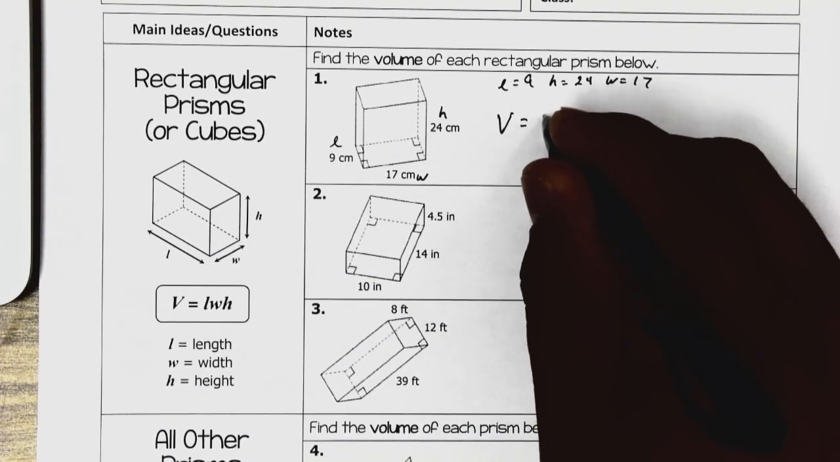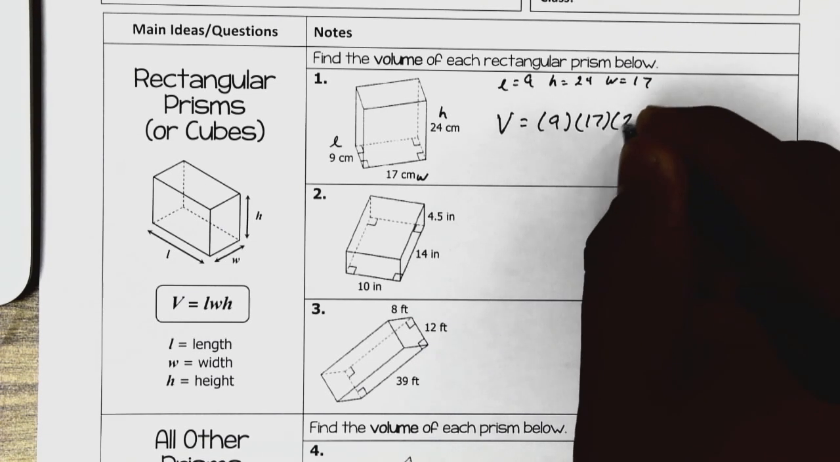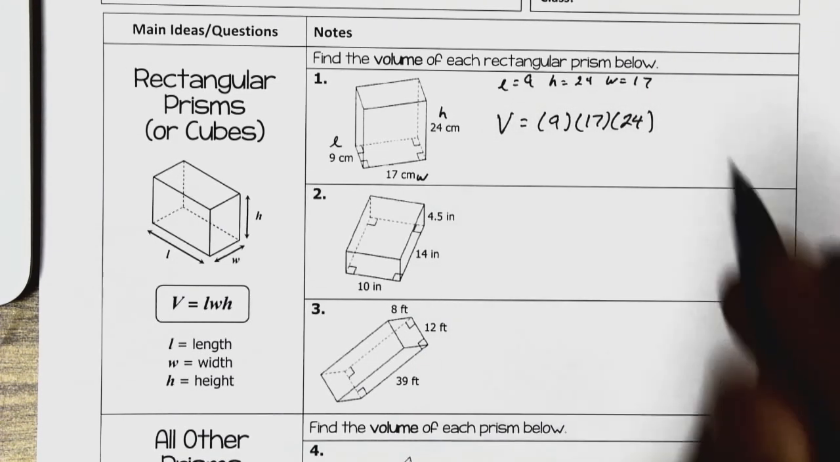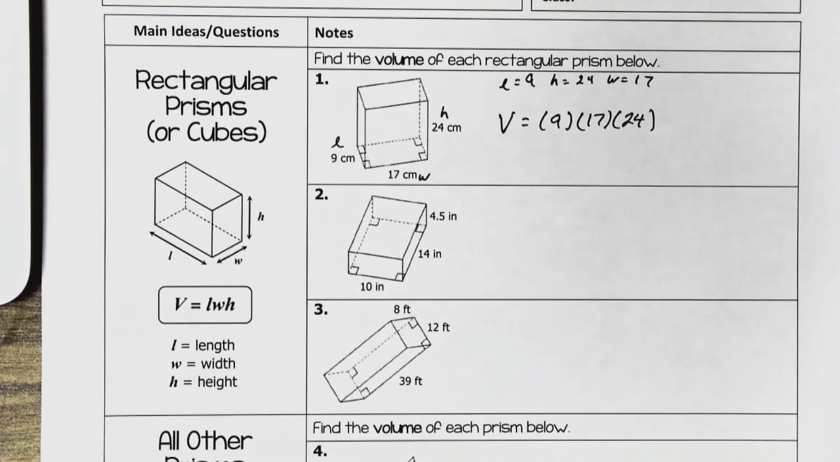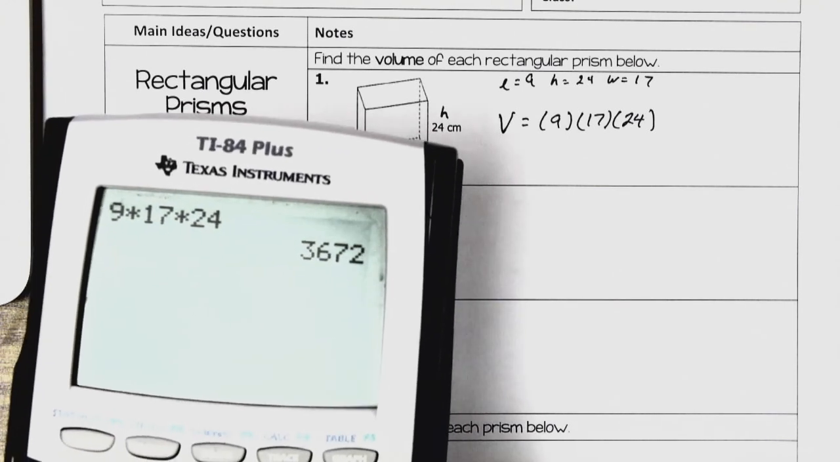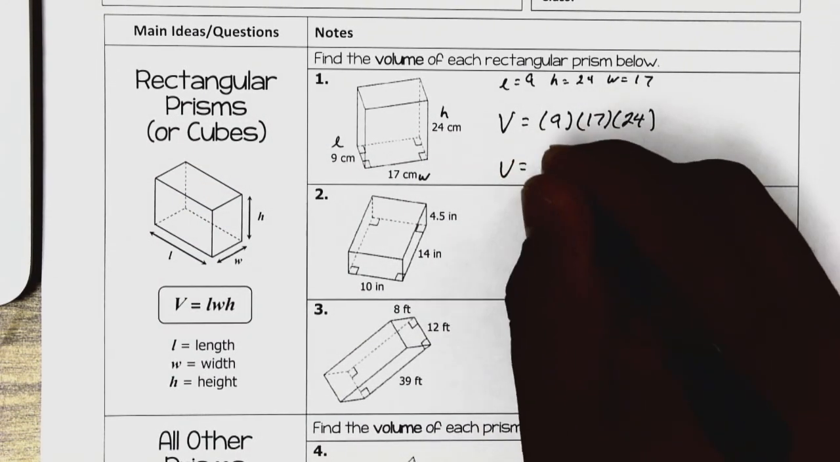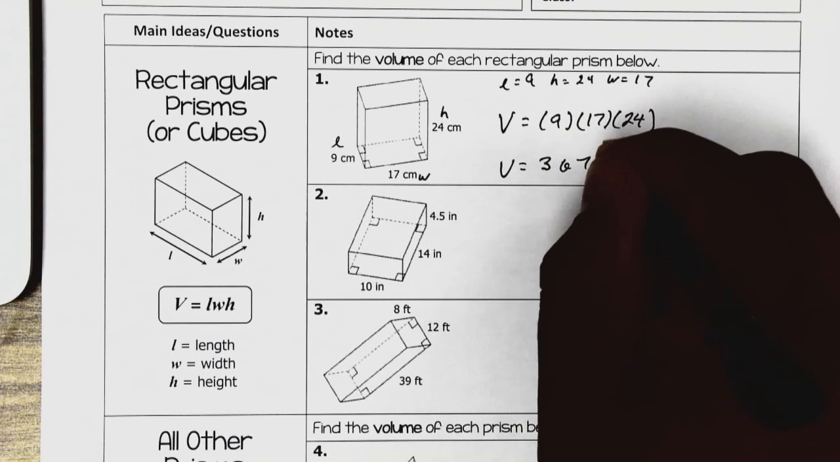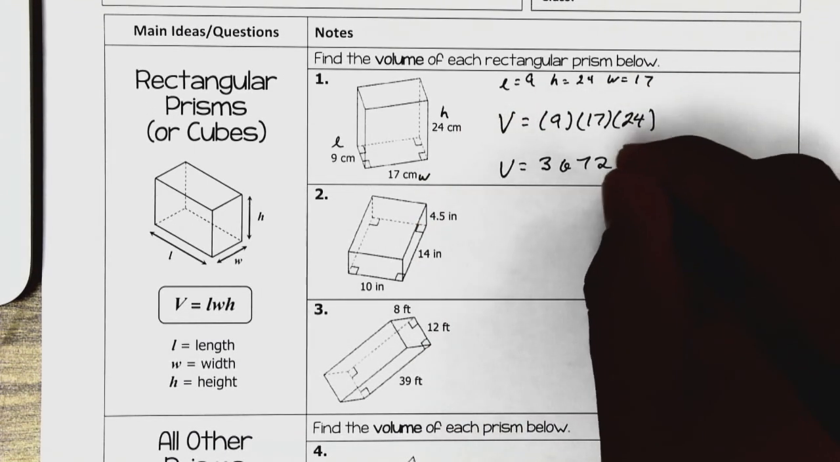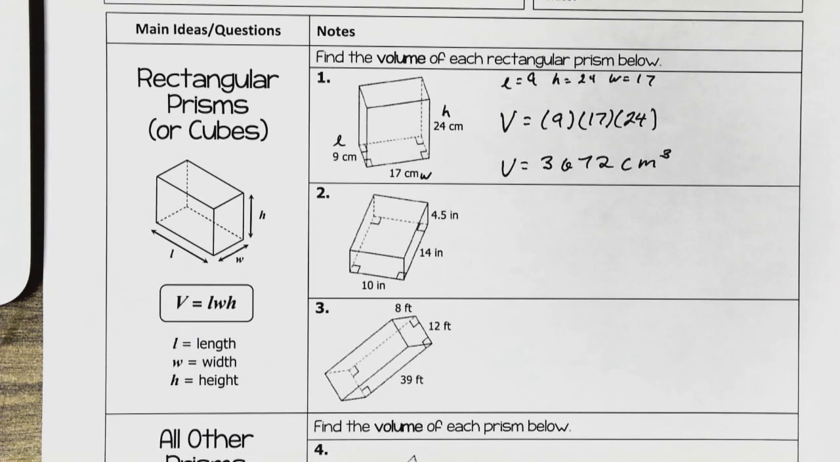So V equals 9 times 17 times 24. All we're doing is multiplying those numbers together. 9 times 17 times 24, just like so. Press enter, and there it is, 3,672. So volume is equal to 3,672. It's centimeters, so centimeters cubed. The cubed means it's three dimensions.